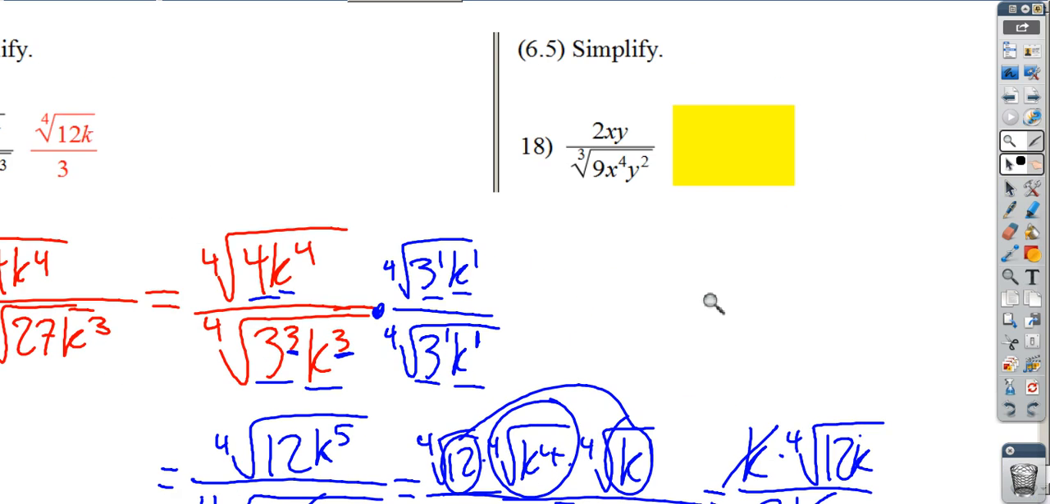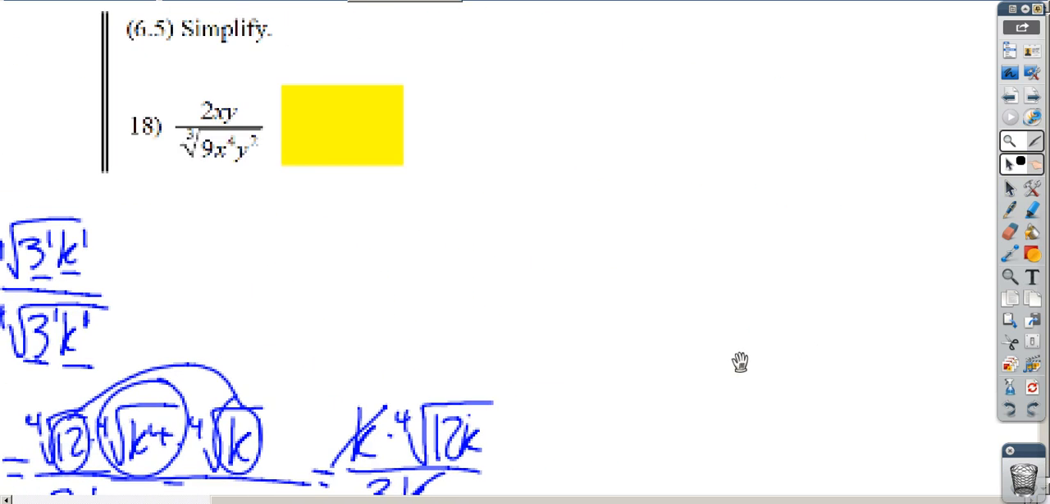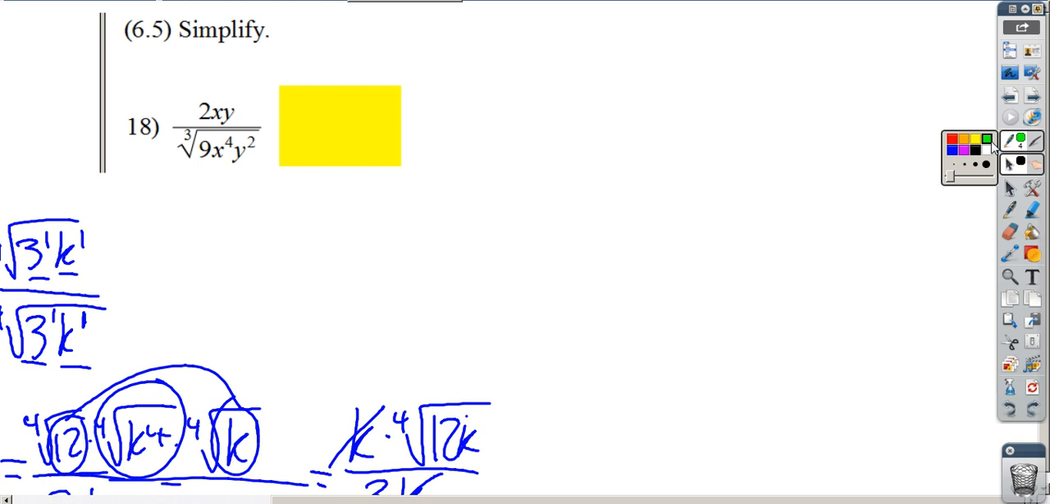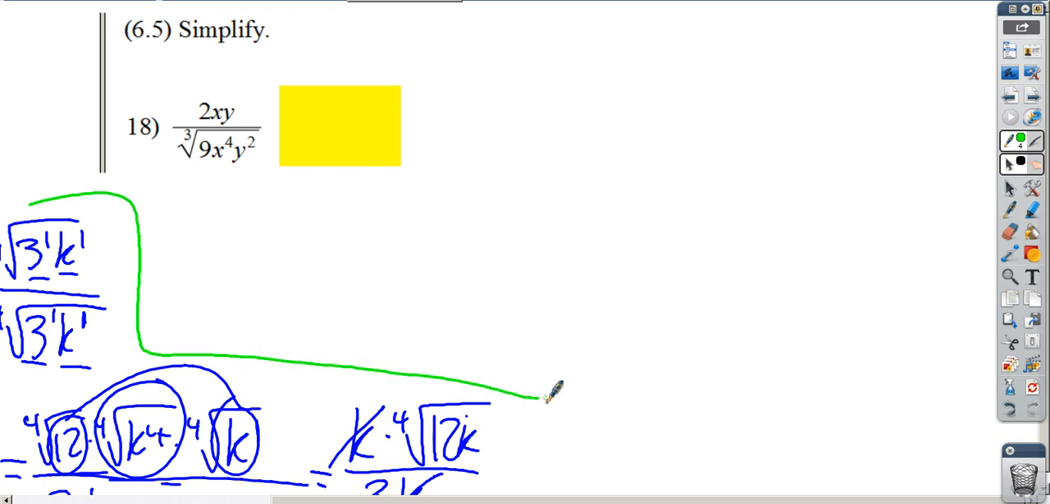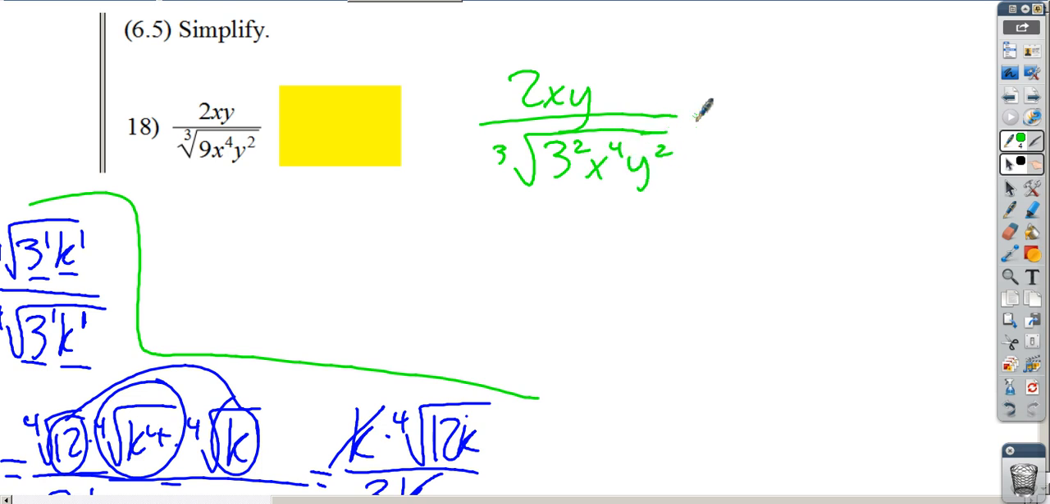Alright, one more similar problem right here. So let's just bracket this off right here so we don't get in the way. So this is going to be 2xy over the cube root of, and then I'm going to factor the 9. So 9 is 3 to the second. And then we have x to the fourth y squared.